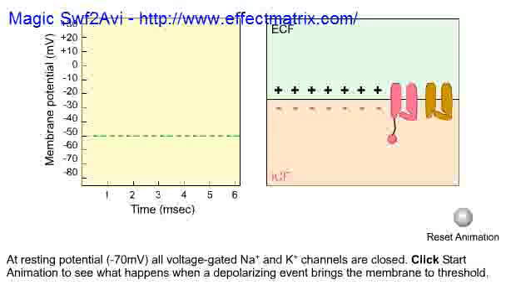A depolarizing triggering event brings the membrane to the threshold potential of minus 50 millivolts. At this time, the voltage-gated sodium channels open. Sodium moves down its concentration and electrical gradients into the cell, carrying its positive charge with it. Inward movement of sodium leaves behind the negative charges with which the sodium had been paired.